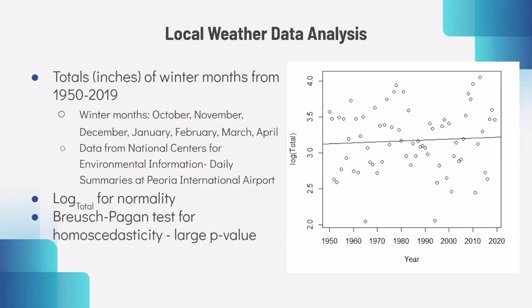I performed the Breusch-Pagan test to see if the data was homoscedastic, which means I was checking if snowfall was stable or becoming more and more erratic. Since I received a large p-value for this test, snowfall is not becoming more and more erratic over time. The figure you see on the right is a scatter plot of the normally distributed snowfall data. I also fitted a trend line in there to show a positive trend in total snowfall over time.